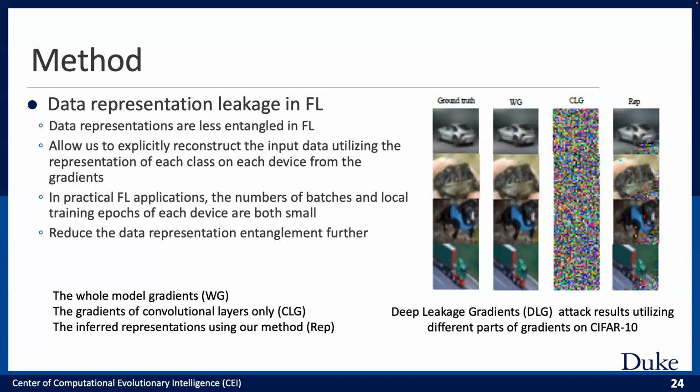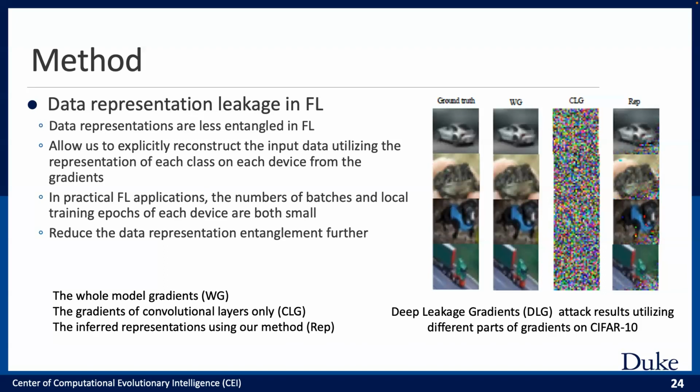So the left column is the ground truth, and the middle column is the WG, which stands for the whole model gradients, which is exposed to the server. And the CRG is basically the convolution layer only gradients.